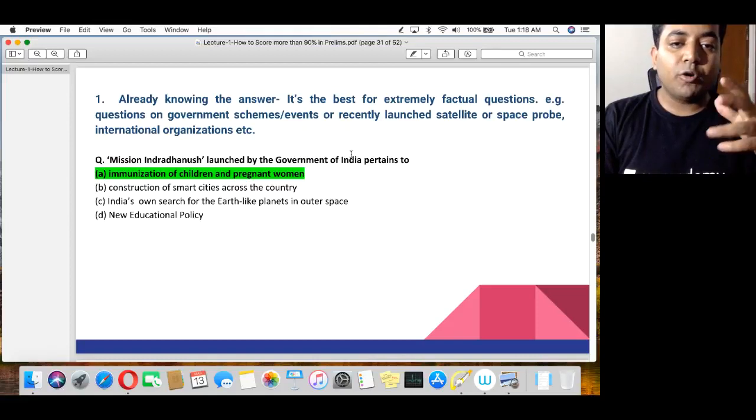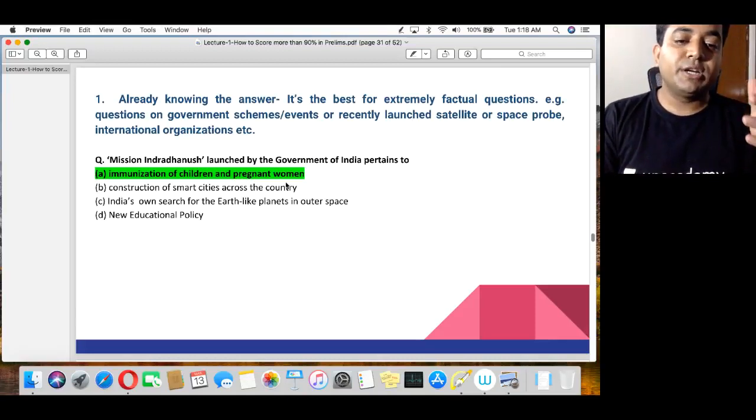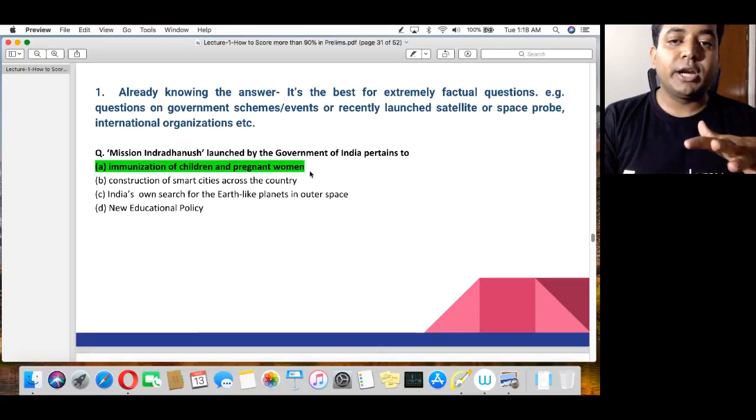If you already know the answer, that works best for extremely factual questions. For example, if you know Mission Indradhanush is related to the vaccination or immunization of children and pregnant women, the answer is pretty clear. These are straightforward questions. You don't need me for this.